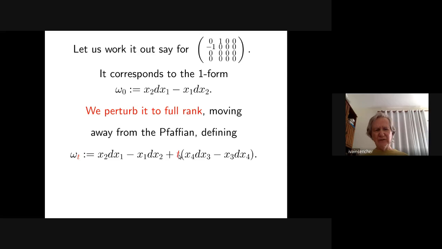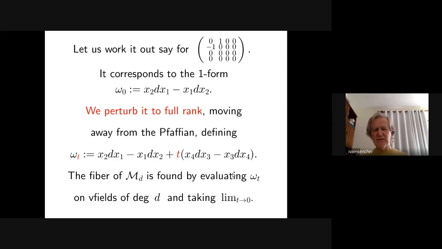So if we set t equals 0, we get the point over which we want to compute the fiber. So what we do is we compute the fiber for general t and pass to the limit. We evaluate omega t on vector fields of degree d. This will give us a vector space of the correct dimension because it's full rank. The correct dimension, I guess, is d+2 or something like that. And then you take the limit as t goes to 0.